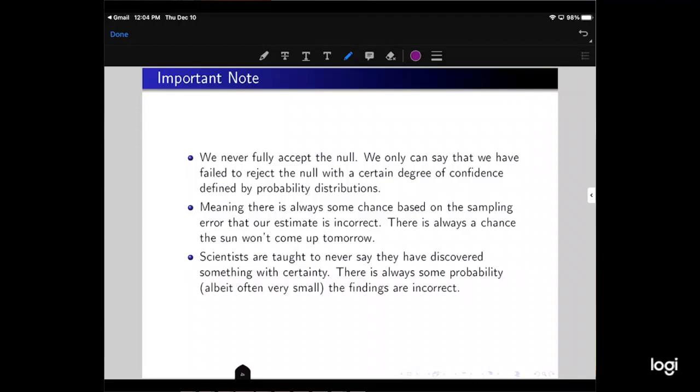If we have a random variable that is the sun coming up every morning, as far as history goes, as far as we know, the sun has come up every single day. And we've taken draws every single day of this random variable. But there's always the chance that it doesn't come up tomorrow. So scientists are taught to never say they have discovered something with certainty. There's always some probability, albeit often very small, that the findings are incorrect.